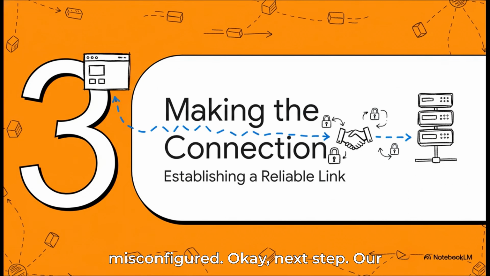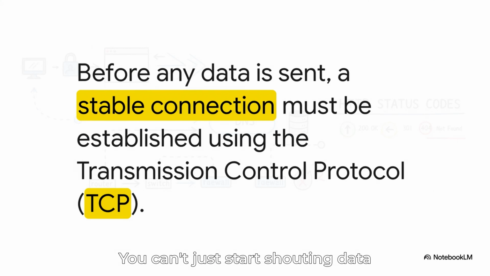Okay, next step. Our browser has the IP address. Fantastic. Now it needs to actually open up a line of communication and connect to that server. You can't just start shouting data into the void, right? You need a stable, guaranteed connection. And for that, we have this elegant little dance called the TCP three-way handshake. Its entire job is to make sure both sides are ready to talk and that the line is crystal clear.